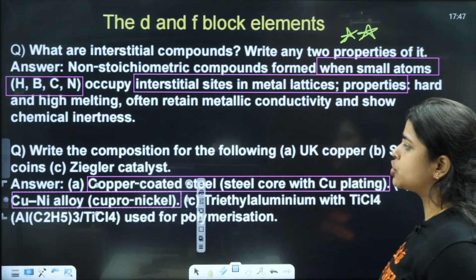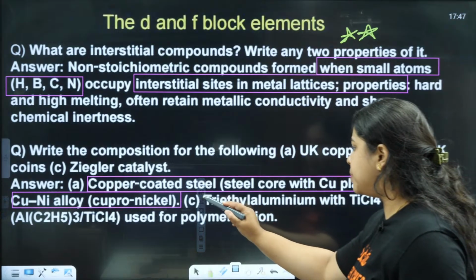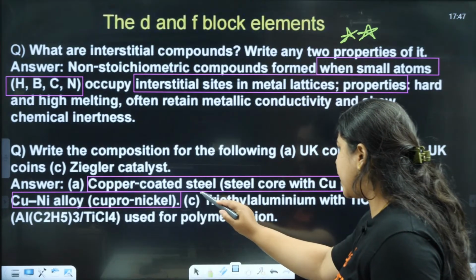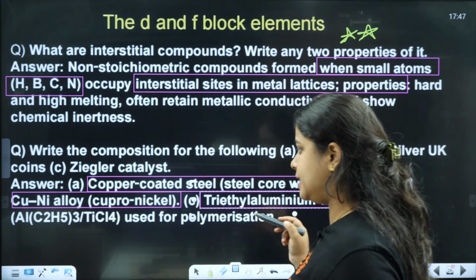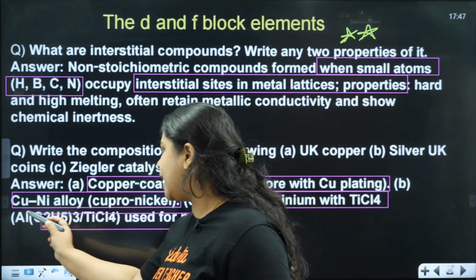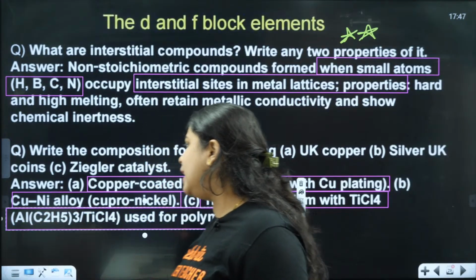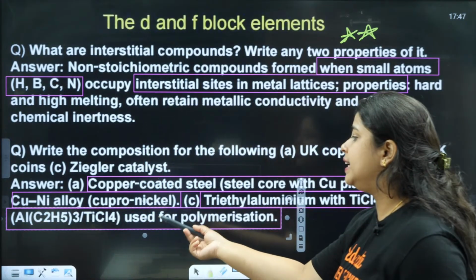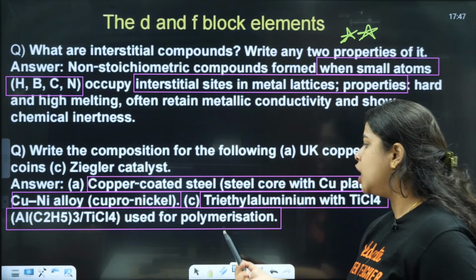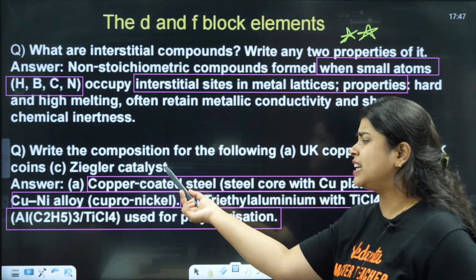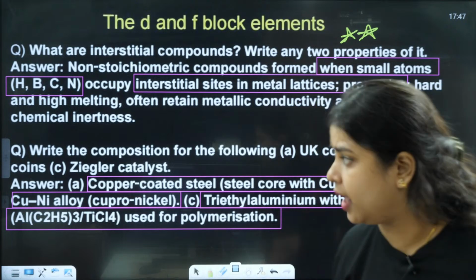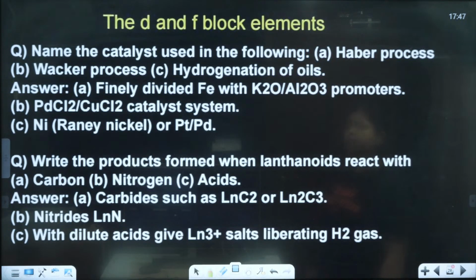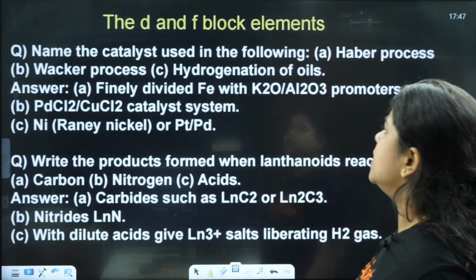Third one is a question on Ziegler catalyst. Here triethylaluminium with TiCl4 is formed, that is Al(C2H5)3 TiCl4. Which is used for what? Polymerization. This Ziegler catalyst is actually used for polymerization.